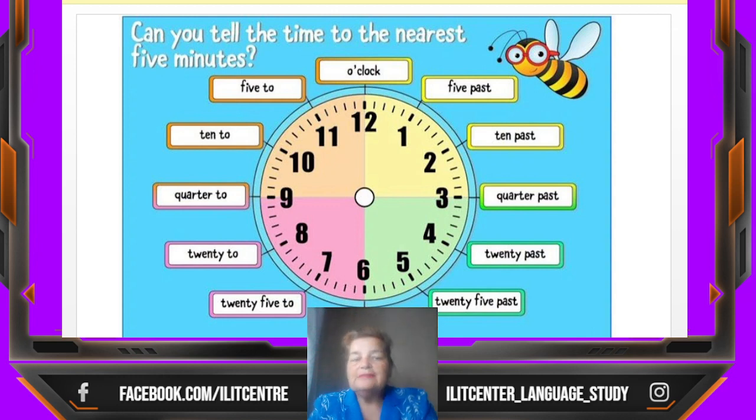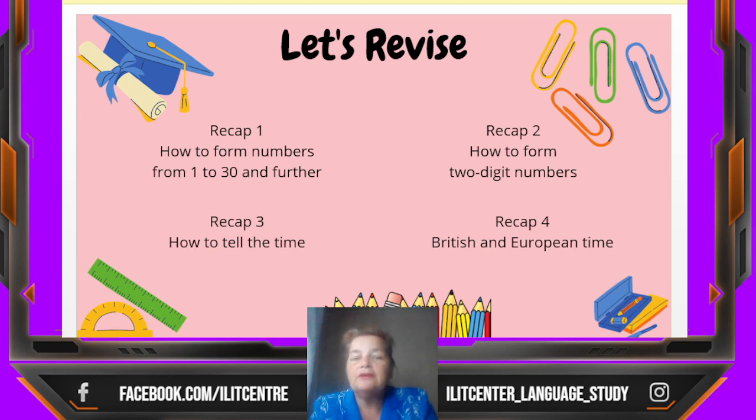So let's revise. We have here 4 recaps. Recap number 1, how to form numbers from 1 to 30 and further. We have discussed that quite well. There are 3 tens. The first 10 is from 1 to 10. The second 10 is from 11 to 20. How we say that we already have discussed. And the third 10 is from 20 to 30. Here we form 2-digit numbers, and you understood how to count.